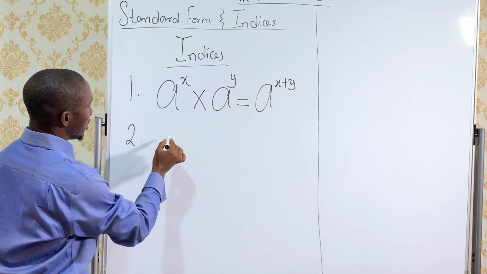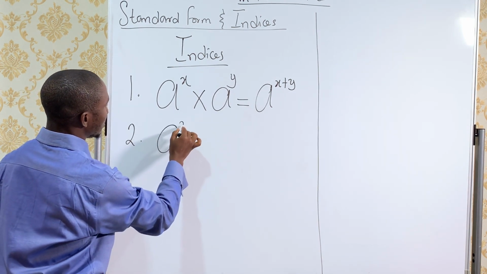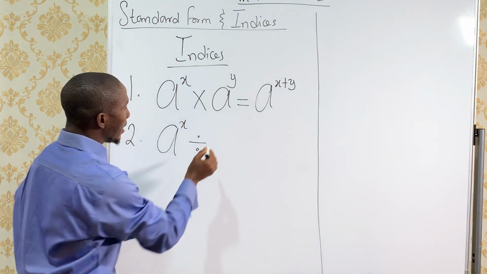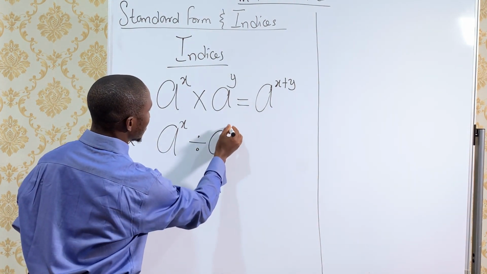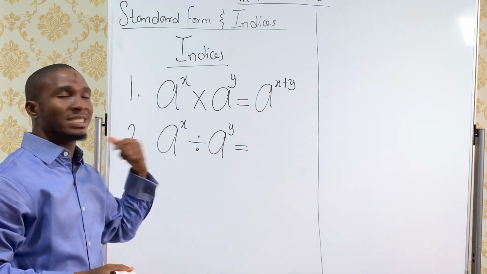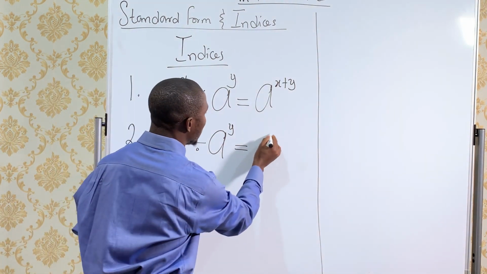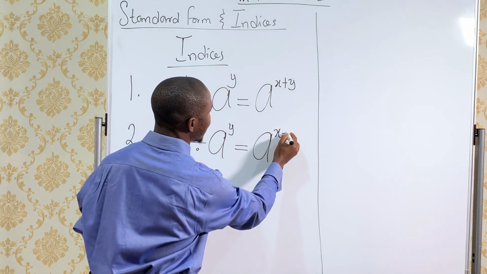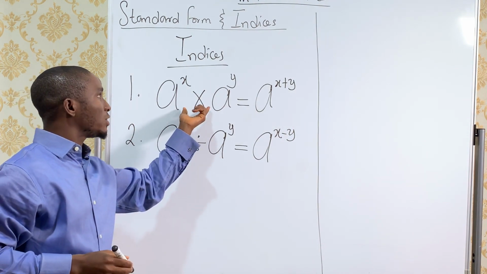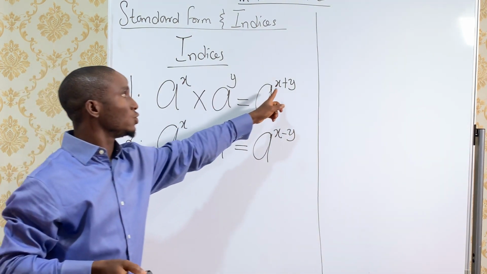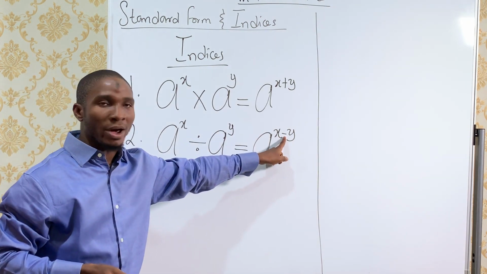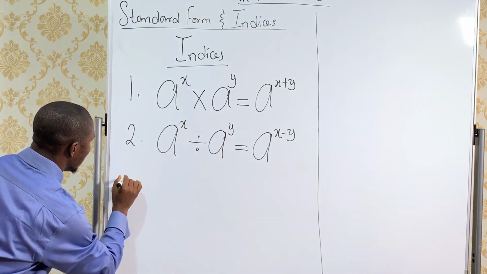Second law. If you have the same base, the same thing as this, example 1, but now in between them, instead of multiplication, is now division. The same thing. You pick one of the base and you subtract the power. Meaning that if it is multiplication, you add the power, while if it is division, you subtract the power. Now, the third law.